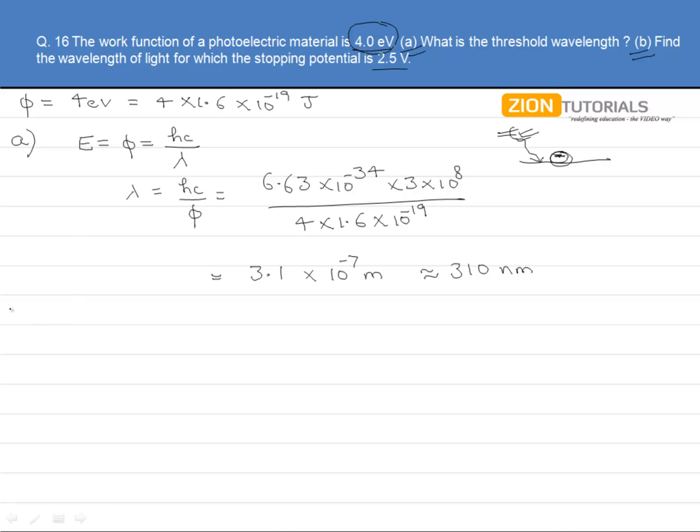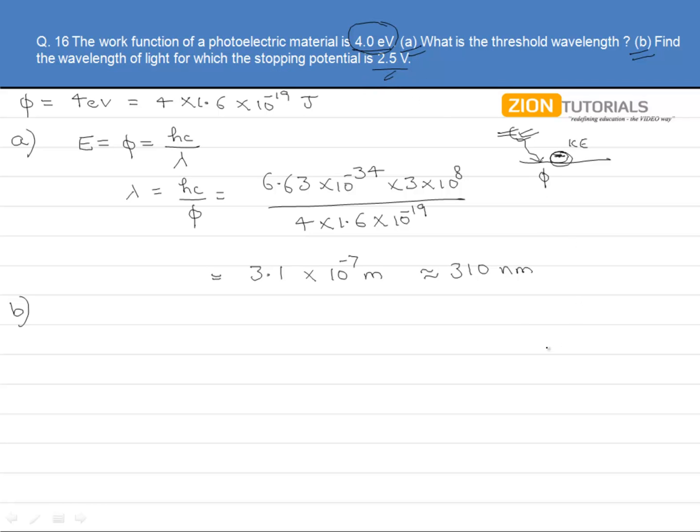Now coming to the B part of this question, in which we need to find the wavelength of light for which the stopping potential is 2.5 volts. Now as the wavelength of this light wave reduces, the energy of this light wave increases, which means it has somehow overcome the work function of this material. So that extra energy is supplied to this electron in the form of its kinetic energy actually. So we need to find that wavelength of light, then obviously it must be less than this threshold wavelength, for which the stopping potential is 2.5 volts.